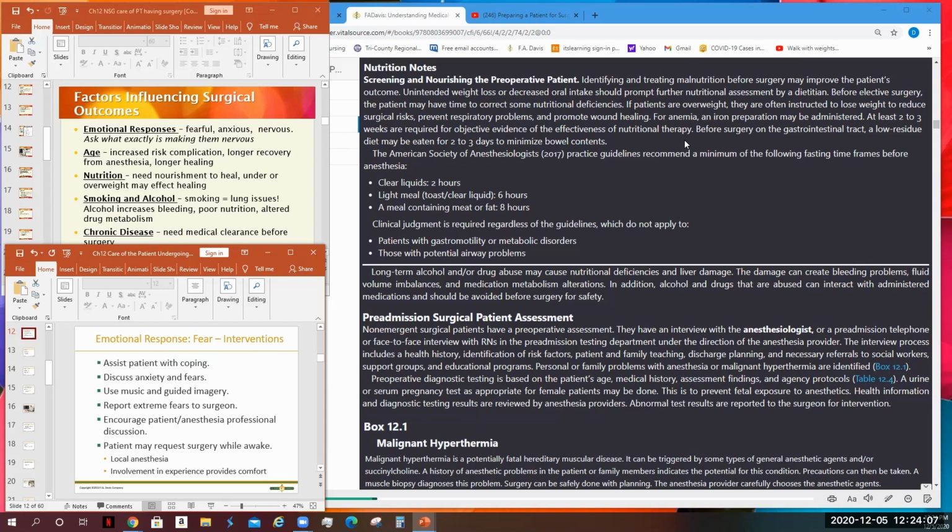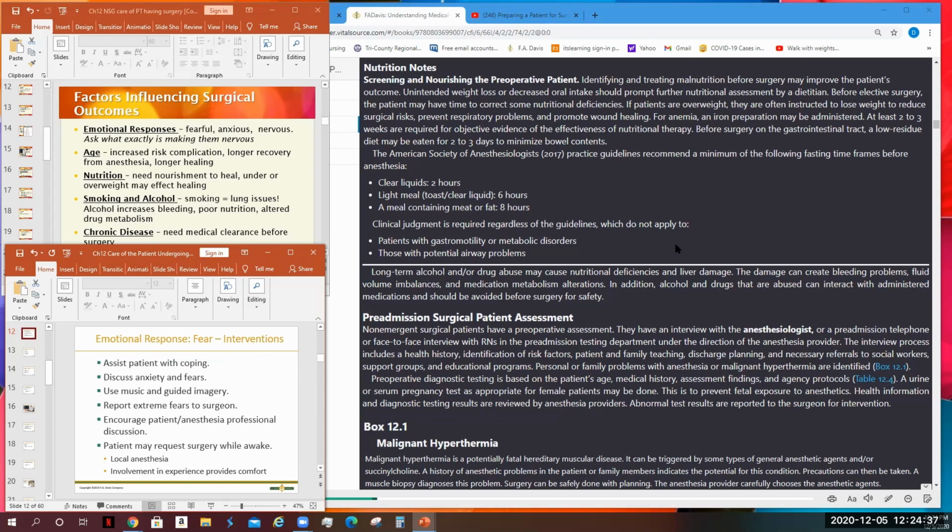Clear liquids, 2 hours. A light meal such as toast with a clear liquid, 6 hours. A meal containing meat or fat, 8 hours. Clinical judgment is required regardless of the guidelines, which do not apply to patients with gastromotility or metabolic disorders, and also those with potential airway problems.